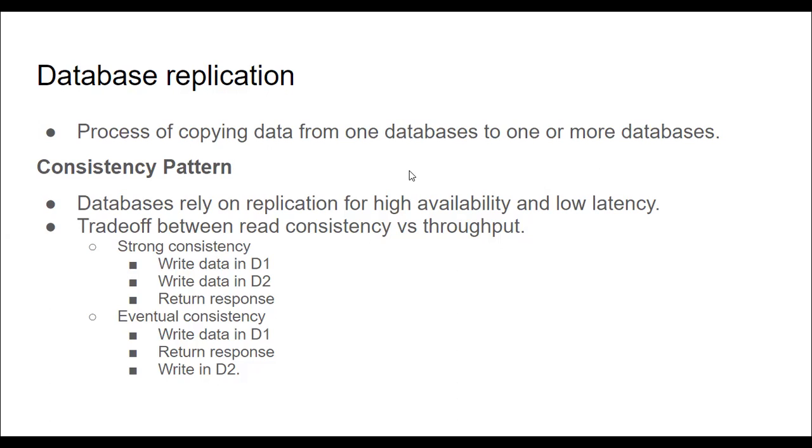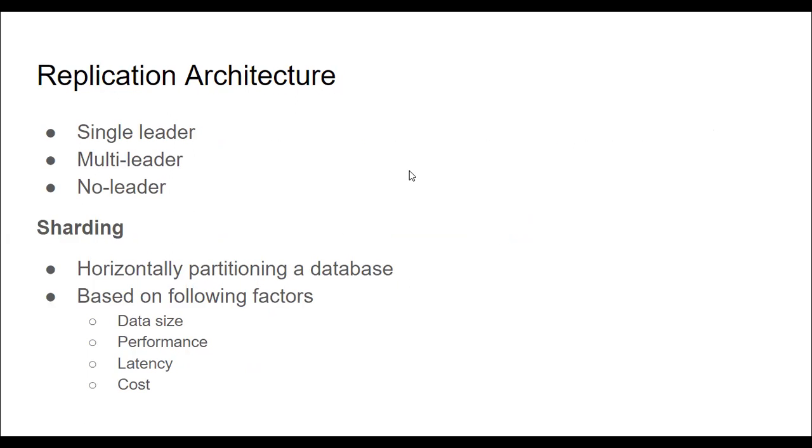What is the trade-off? In the case of strong consistency, suppose we write data in D1 and then D2, and only then do we get the response. But in the case of eventual consistency, we write the data in database D1, then return the response, then write data in D2, and then again return a response. This whole scenario is known as eventual consistency. Let's now discuss replication architecture. Replication architecture can be of three types: single leader, multi-leader, and no leader.